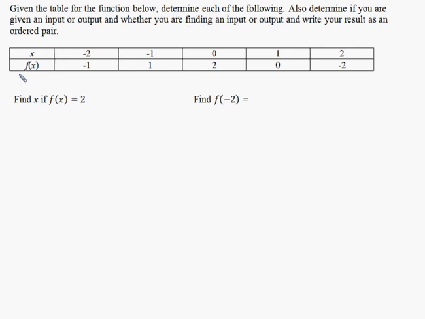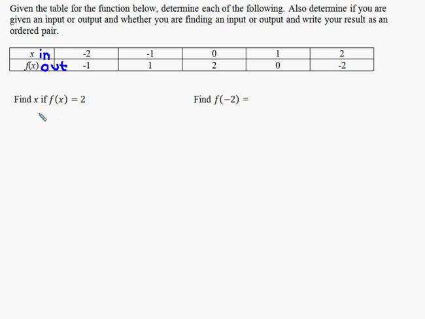In this problem, we're given a table of values, and the top row is labeled x, which means these numbers represent my input, and in the second row they labeled it f of x, indicating that these numbers are my outputs. Let me label it out.